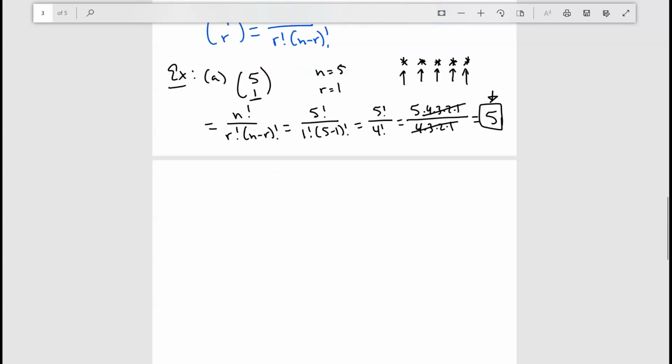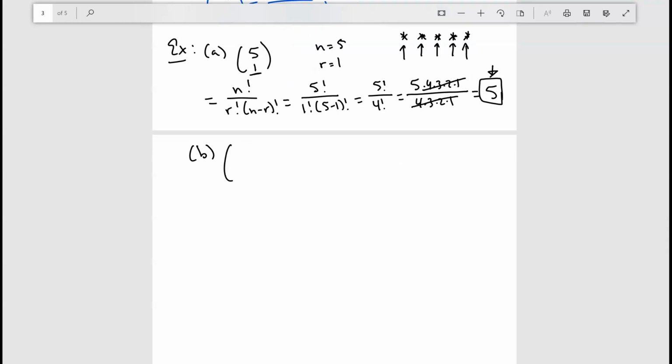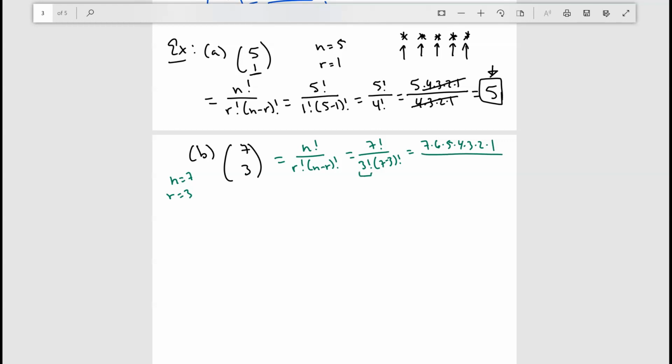But some problems can be a little bit more difficult. So let's try one more. Let's say we wanted to do 7 choose 3. So in this case, my n is going to be 7, and my r is going to be 3. So this is going to be equal to n factorial over r factorial times n minus r factorial. So this is going to be 7 factorial divided by 3 factorial times 7 minus 3 factorial. The top part is going to be 7 times 6 times 5 times 4 times 3 times 2 times 1. Here I'm going to have 3, so that's going to be 3 times 2 times 1. 7 minus 3 is going to give me 4. 4 factorial is going to be 4 times 3 times 2 times 1.